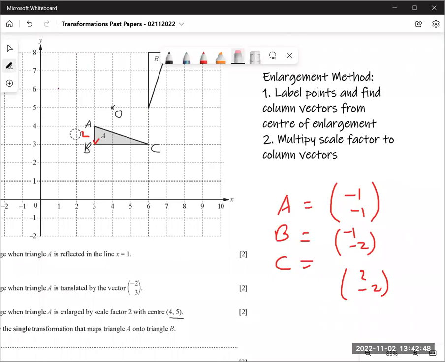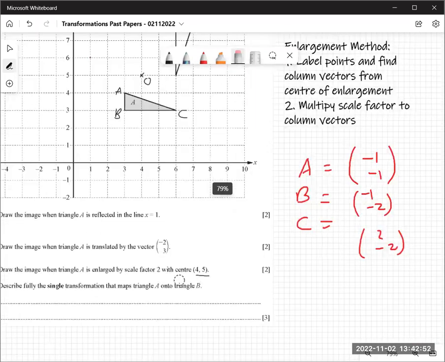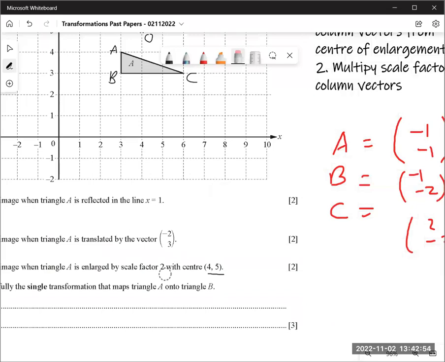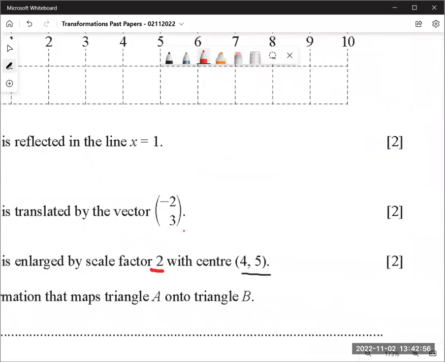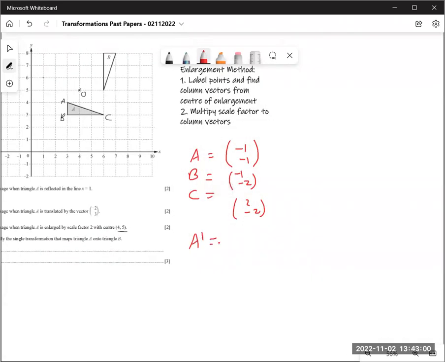Now, what is the scale factor given in the question? It is 2. Right? It's just 2. So all you have to do is multiply all of these. So A dash is -1, -1 times 2. B dash, C dash, right? I think that's obvious. Now you have to know all of these formulas by heart, or the method at least. 2, -2 times 2. What is the final answer?